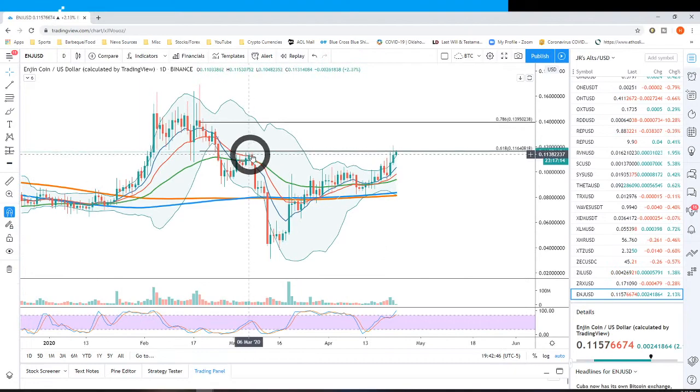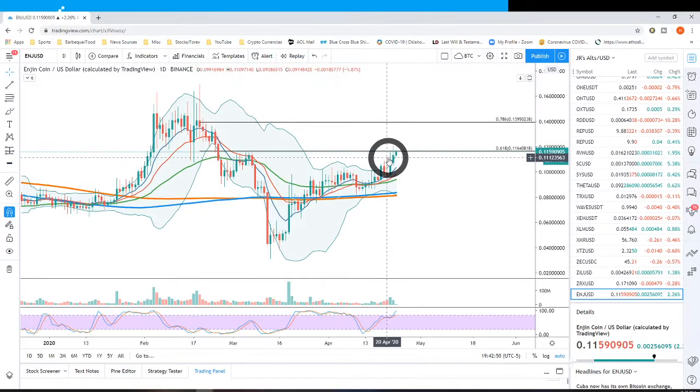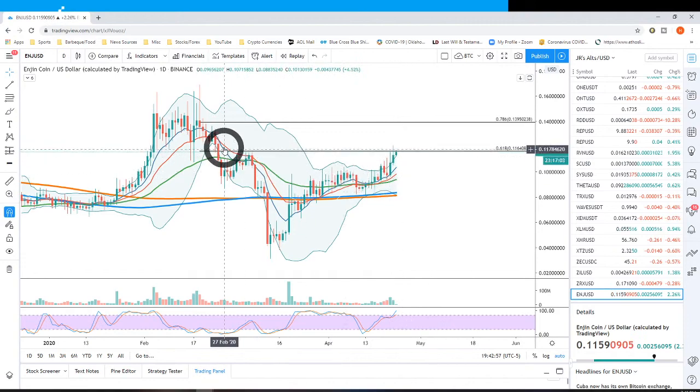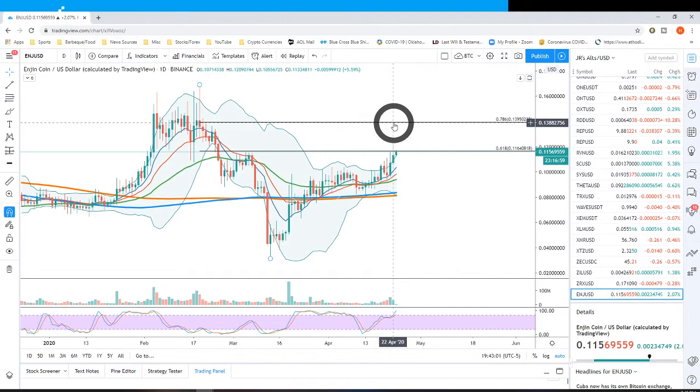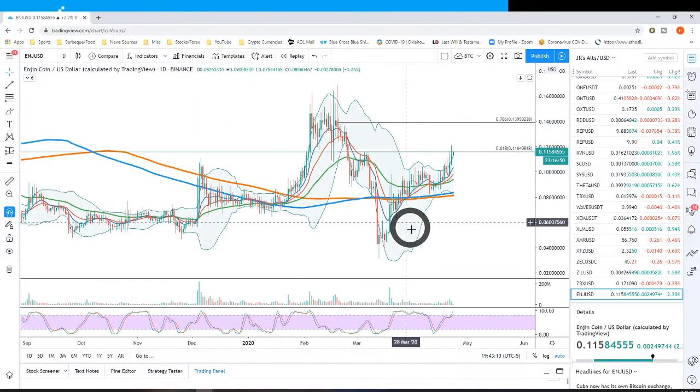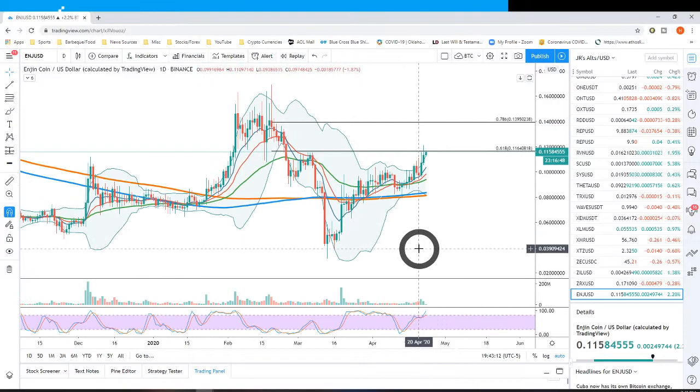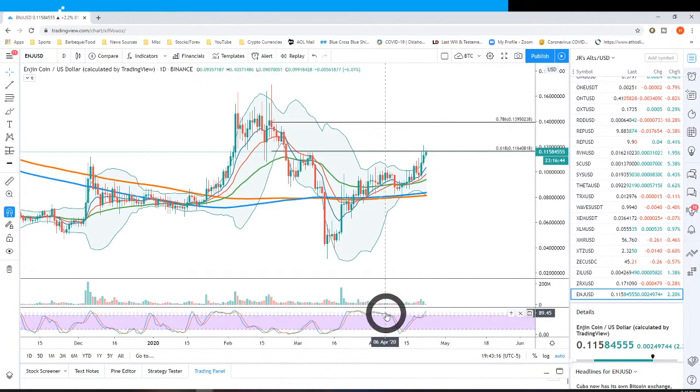Actually, it's breaking this little area right over here too, but you've got to wonder, 61.8, is that a false breakout? You've got to watch that as well. And then obviously your next resistance is going to be up here around, what is that, 13.138 cents? Almost 14 cents. So, I mean, stochastic RSI is getting close to oversold.